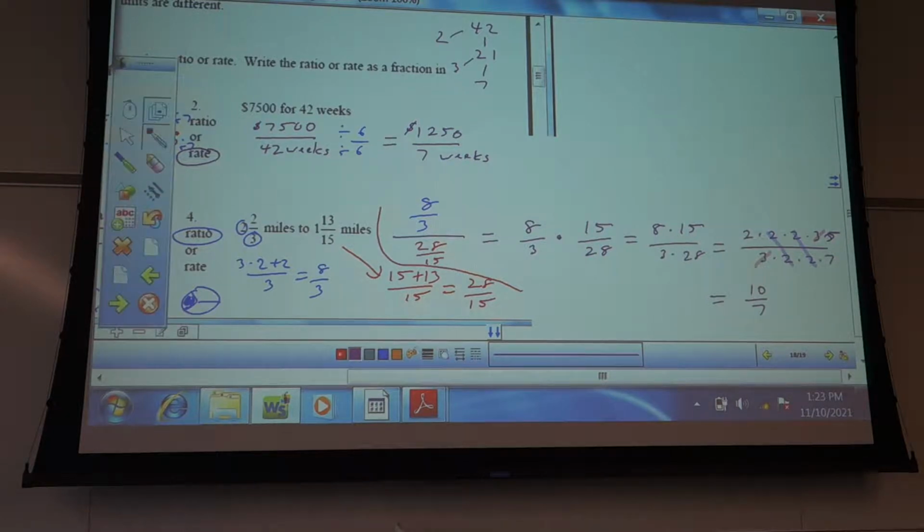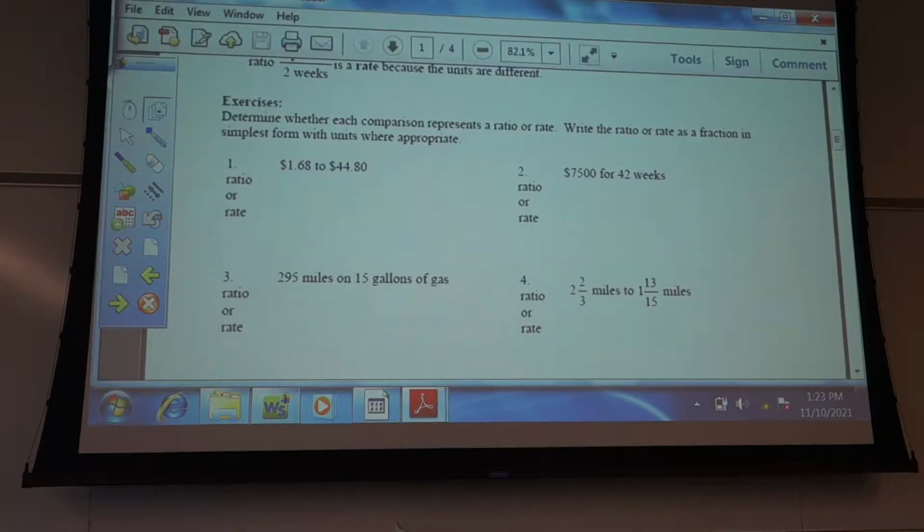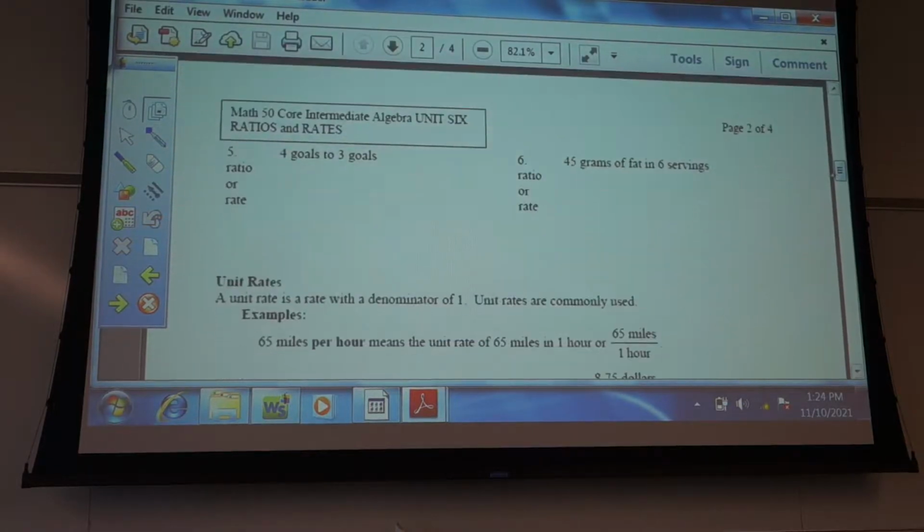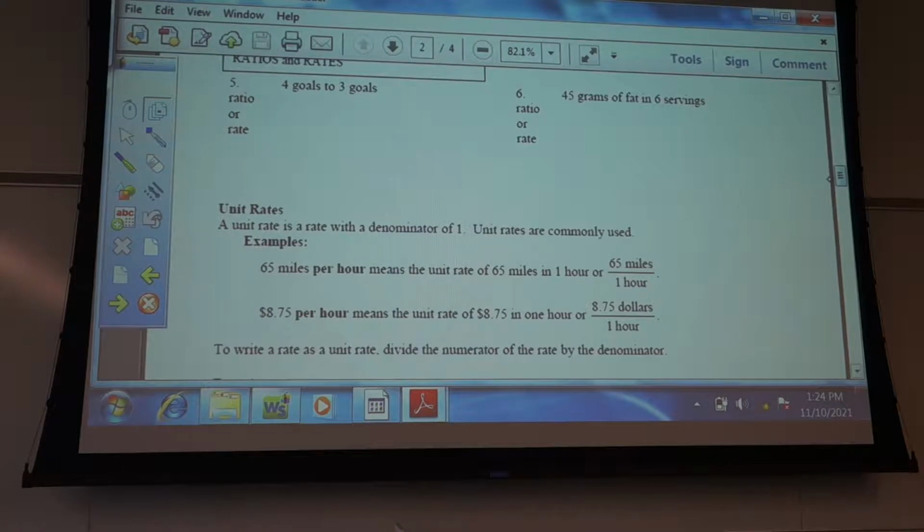Here, I'll show you what I did. So we took 3 out of there, and then I'm going to take 4 out of here and 4 out of there. Okay. So let's move on to the next page. And I'll let you folks do these two.